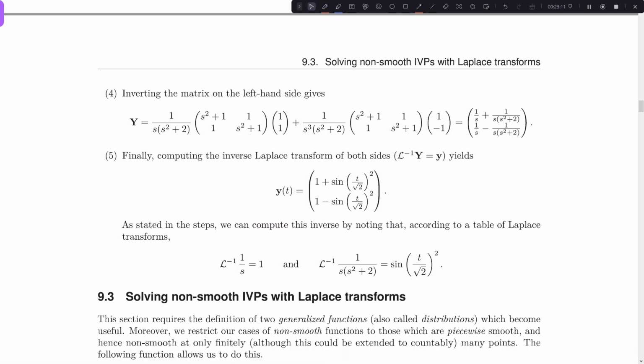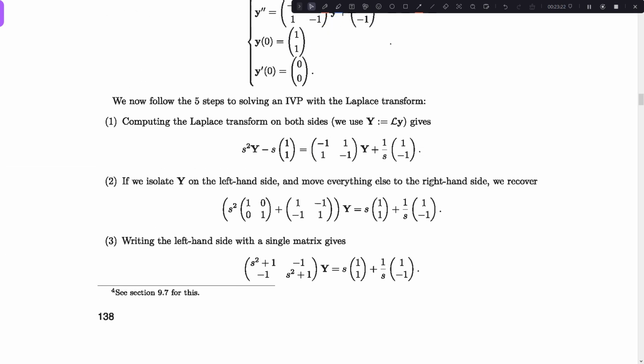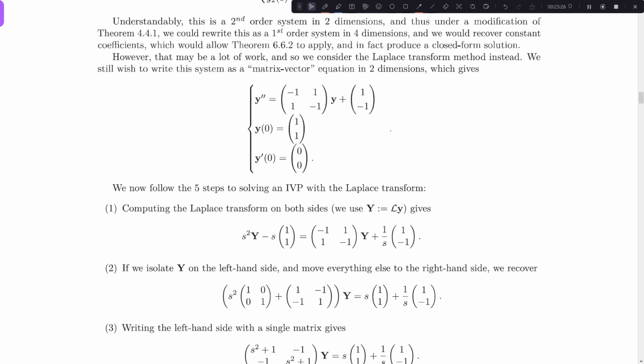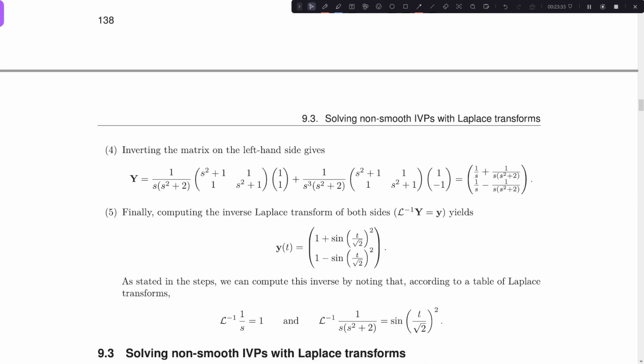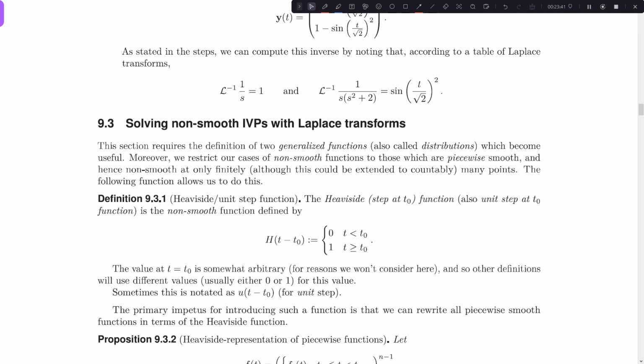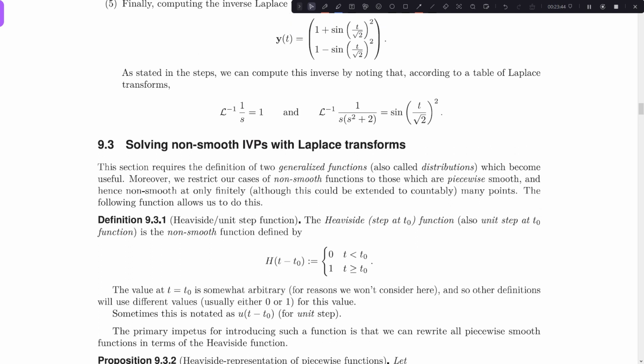All right, so we're going to move on to section 9.3, which is now kind of the main reason we use Laplace transforms, because I mentioned everything up here could have been solved with your exponential matrix. So if you wanted to go through the work to do this with the exponential matrix, you certainly could have, and you would have got the same answer. I mean, it's pretty clear that you can get sines and cosines in exponential matrices. But we have this ability to solve non-smooth initial value problems. And what do I mean by non-smooth? I mean, at least in this course, we're going to think about this as piecewise continuous, which means discontinuous at finitely many points.